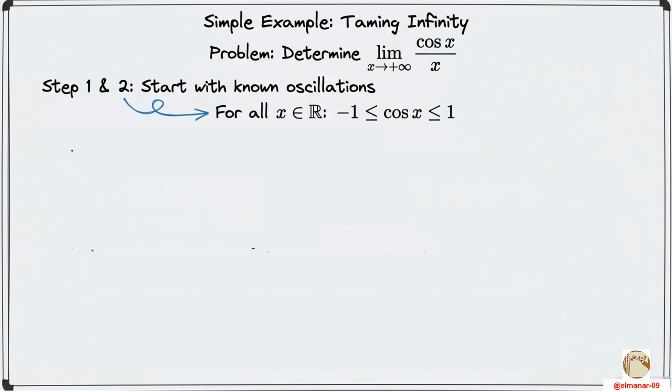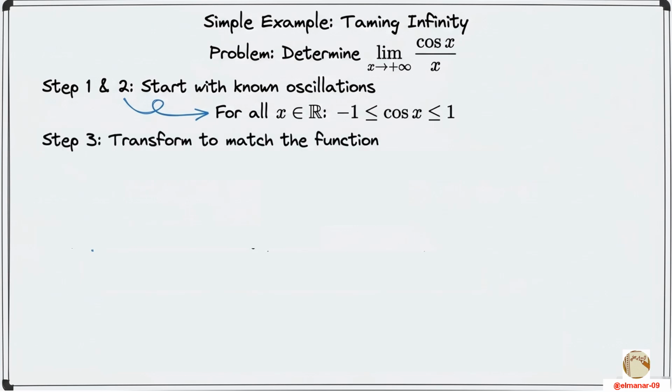However, it has a very important property. It is bounded. For any value of x in the real numbers, cosine of x is always stuck between -1 and 1. We write this as -1 is less than or equal to cosine of x, which is less than or equal to 1. This inequality is the foundation of our sandwich.